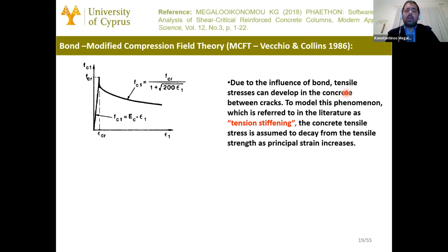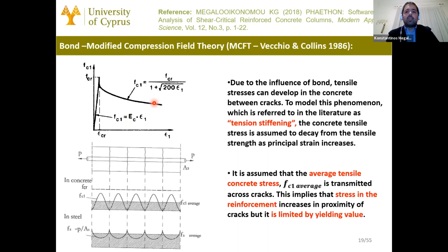it is incorporated through the tensile behavior of concrete, and you can see here that the concrete tensile stress is assumed to decay from the tensile strength as principal strain increases. So this way the tension stiffening effect is incorporated in this case. And it's assumed that the average tensile concrete stress is transmitted across cracks, and this implies that stress in the reinforcement increases in proximity of cracks, but is limited by the yielding value.